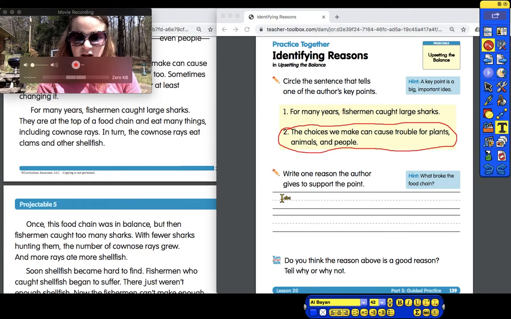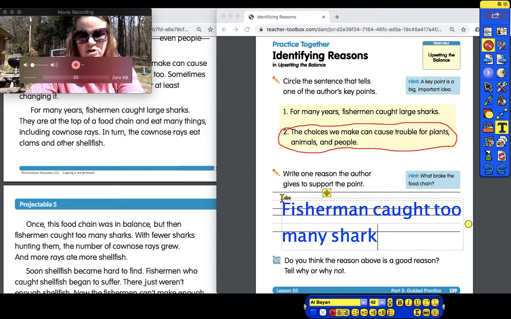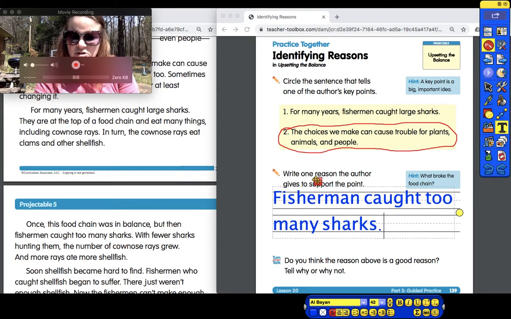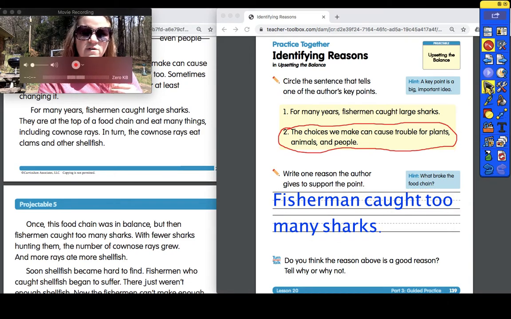So we're going to write fishermen caught too many sharks. We want to make sure that we're making responsible choices with our food. That way we do not break a food chain too much. I'll give you just a second to write that. You can pause this video at any time if you need to finish your work.